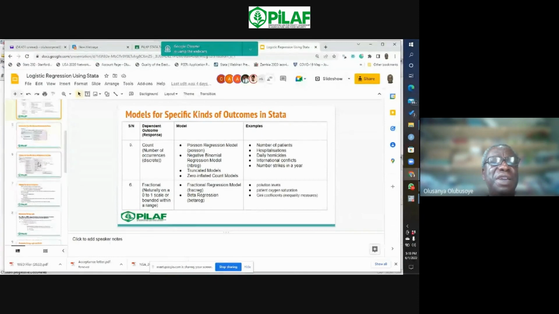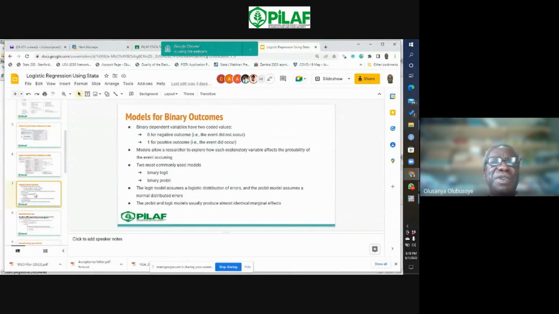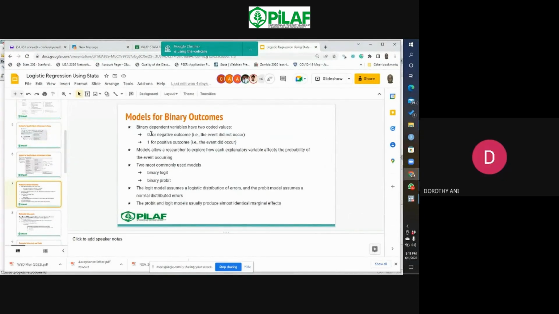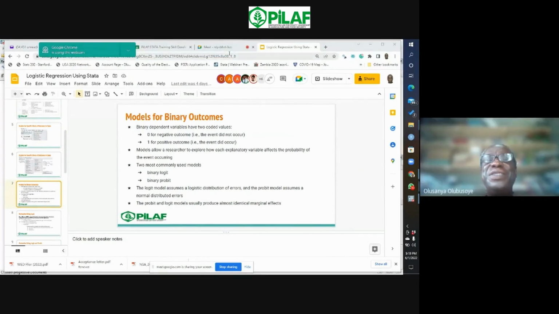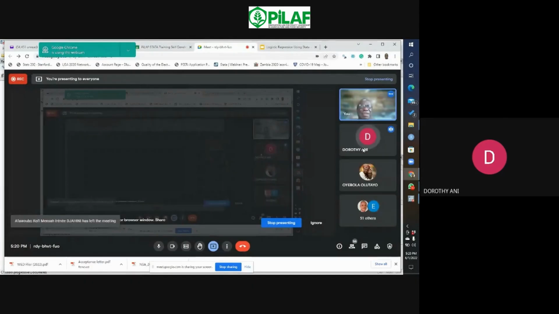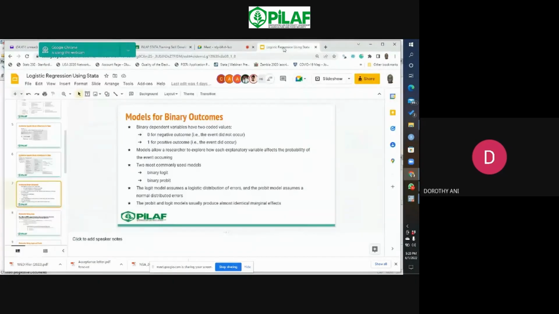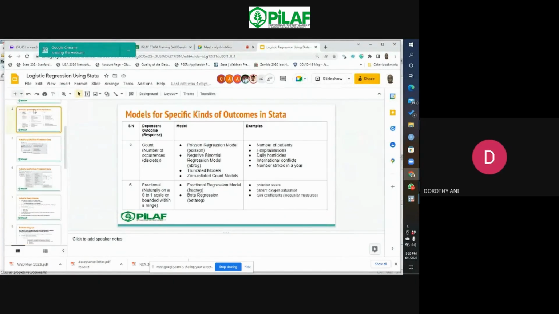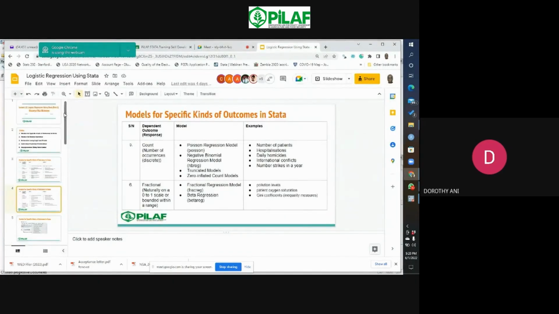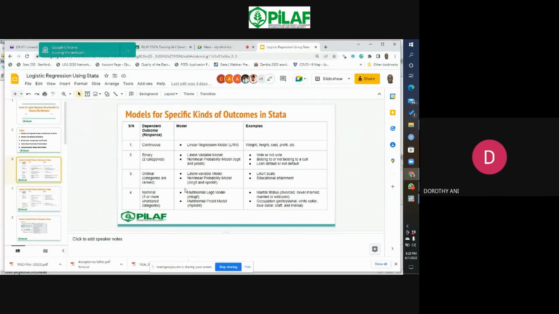I don't know if there could be a question before I continue. Yes, Prof. Great. Prof, I have a question. Great. Continue. Sorry, my question is this: continuous and count or discrete. Yes. Before now, I used to take the two of them as one. I normally say continuous or discrete variables. So I don't know the major difference between the two of them.